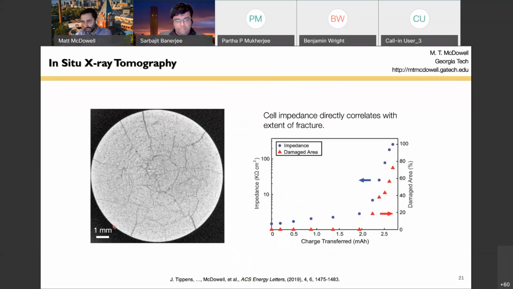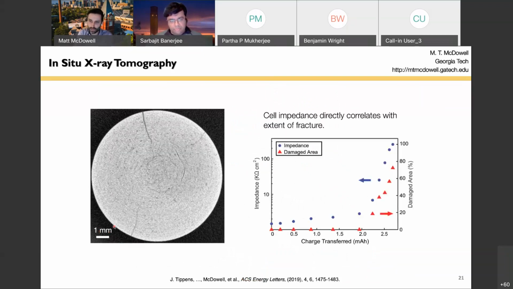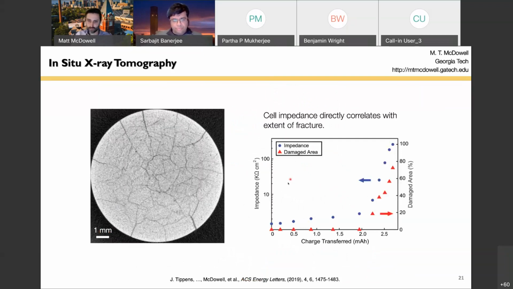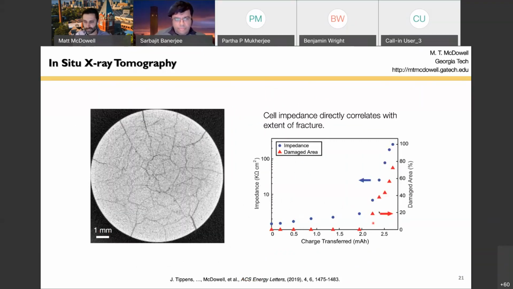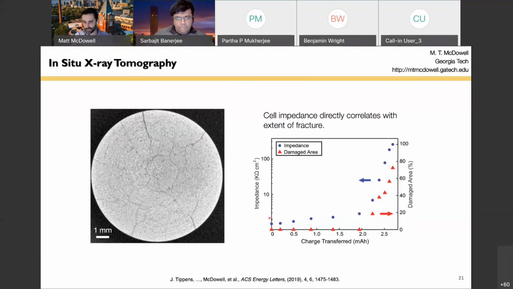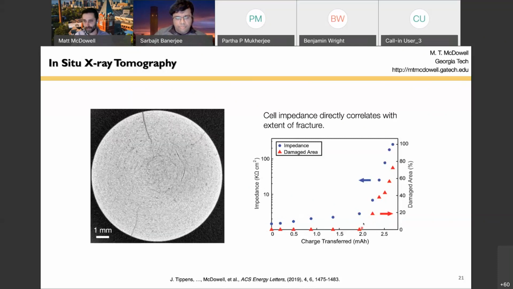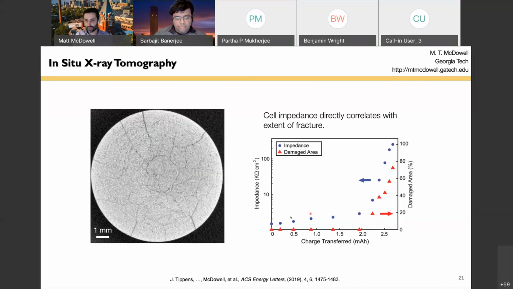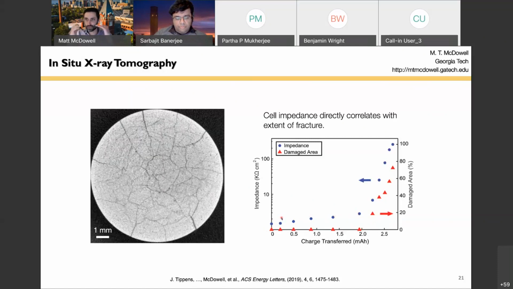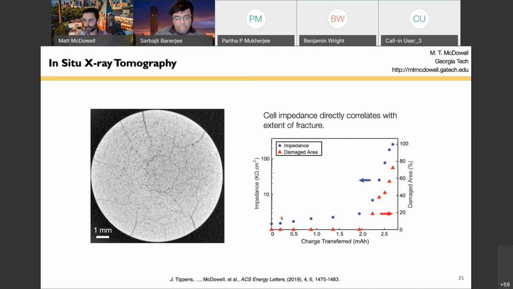But a very important result from this study was that, so this is a plot that shows the impedance of the cell in blue, and then the damaged area, the extent of fracture in the cell, in red. And what we can see is, as we're cycling the cell in this region here, it takes a while to initiate the first crack. And during that while, there is very little impedance increase in our cell. And this may not be surprising, but what's happening during this period is that we're continuously growing this interphase region. So the interfaces are reacting, it's growing continuously, but the impedance of the cell is not really increasing.